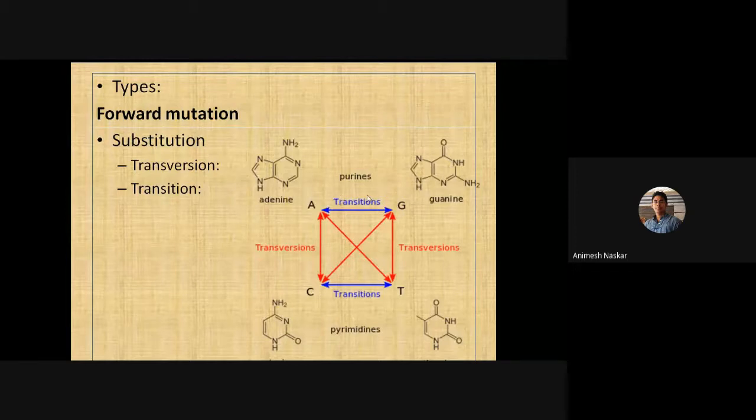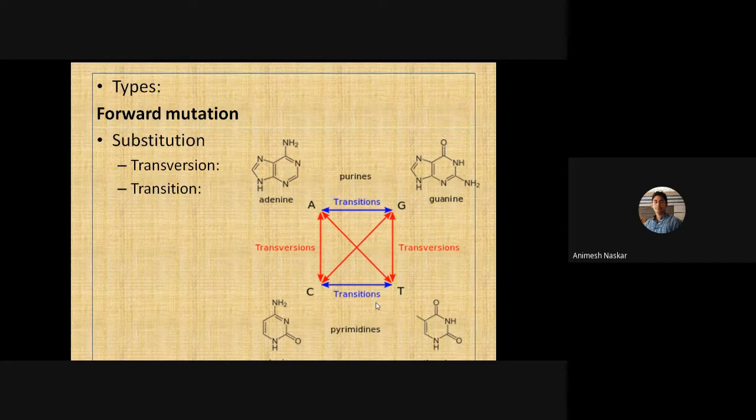Okay, so this is the picture. Adenine and guanine are the purines; cytosine and thymine are the pyrimidines. The blue dotted arrows are transitions: purine replaced by purine, adenine to guanine or guanine to adenine, or cytosine to thymine and thymine to cytosine. As I said, when adenine is replaced by cytosine, a purine replaced by a pyrimidine, or a pyrimidine by a purine, this is called transversion. The red arrows denote the transversion mechanisms.